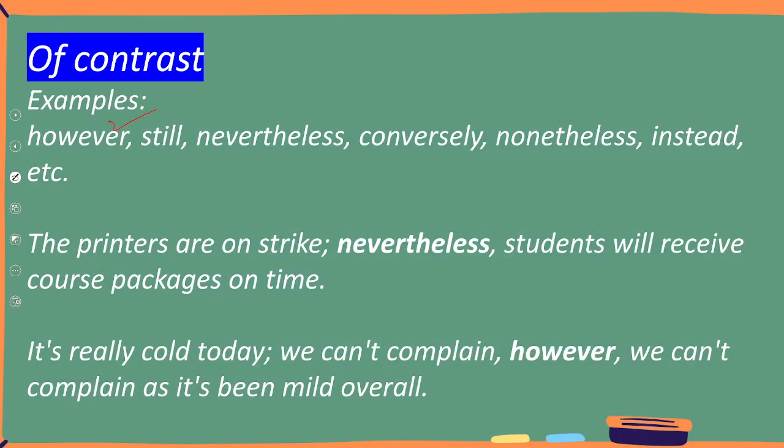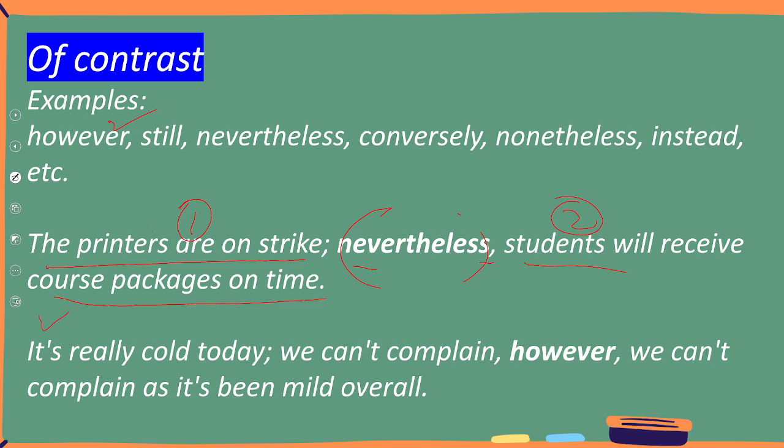So, for example, the printers are on strike. Nevertheless, students will receive course packages on time. So, even if the printers are on strike, that does not matter. Nevertheless, students will still receive course packages on time. Even though we have these two conditions, situations that are opposite, we use the word nevertheless to show that if something has not happened, the other thing will surely happen.